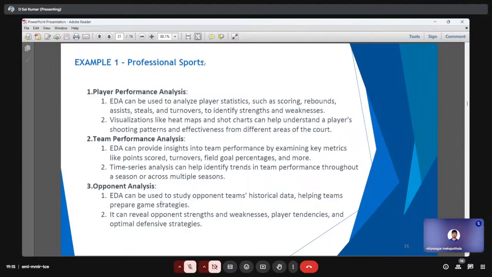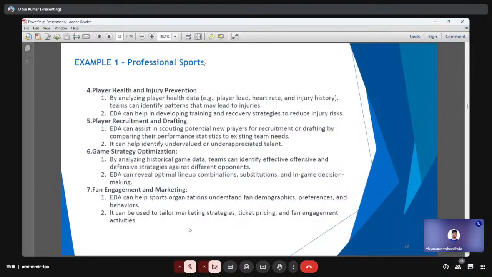With respect to these sports, we use this EDA in order to study the opponent team's historical data: how exactly the team has performed in the past. Based on that, I will go with some strategies and predictions. It can even reveal the opponent's strengths and weaknesses, like player tendencies and optimal defensive strategies. So these are some of the analysis parts we generally perform with respect to a sport.